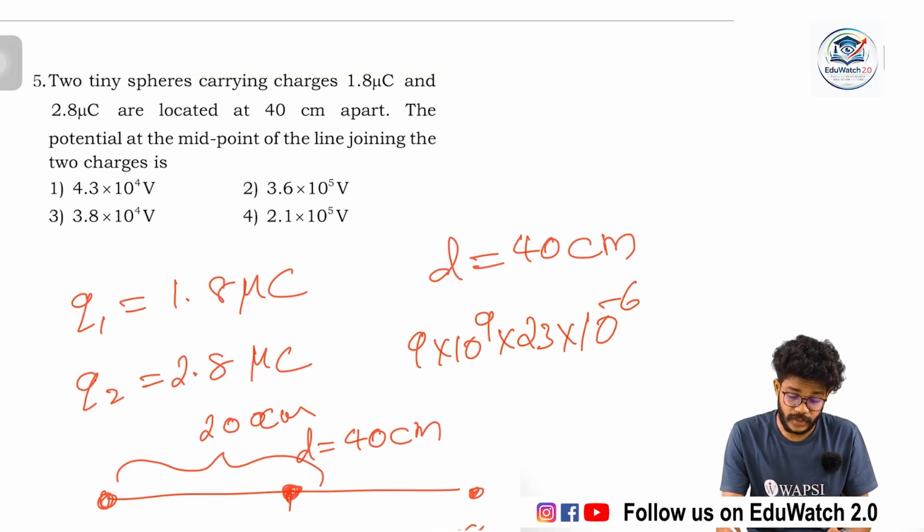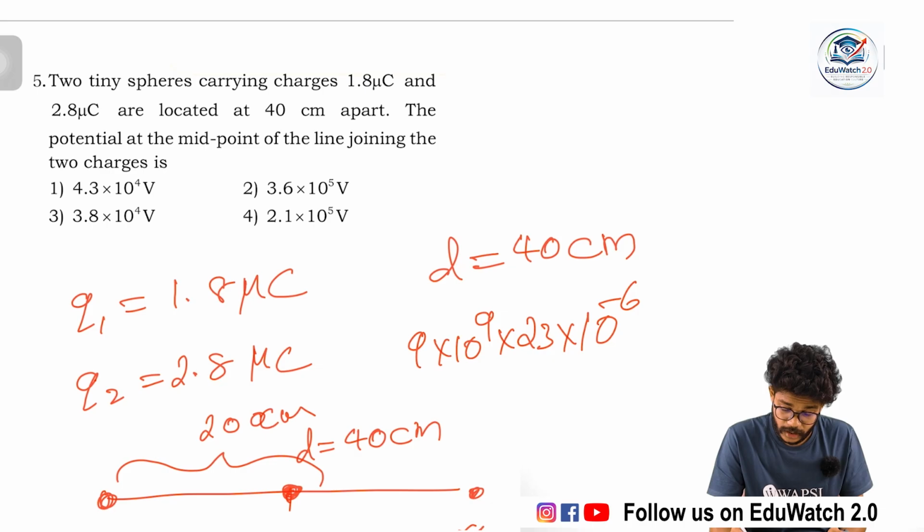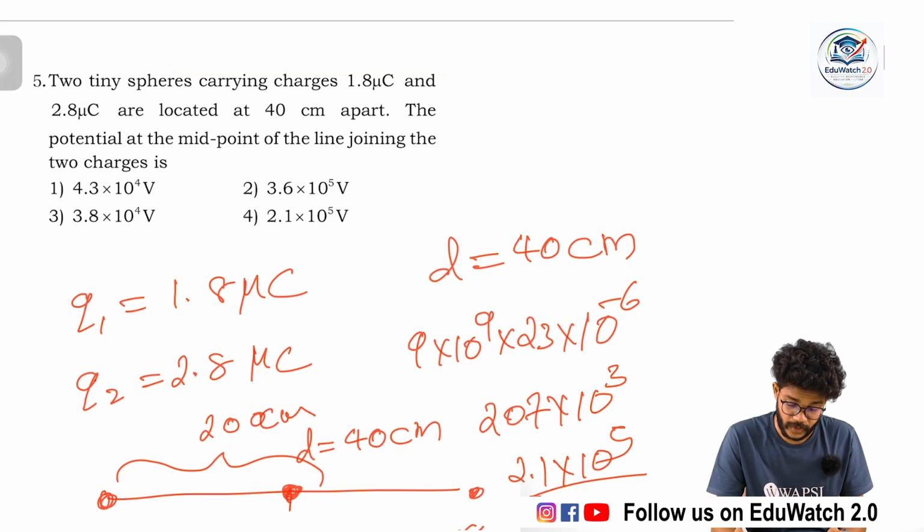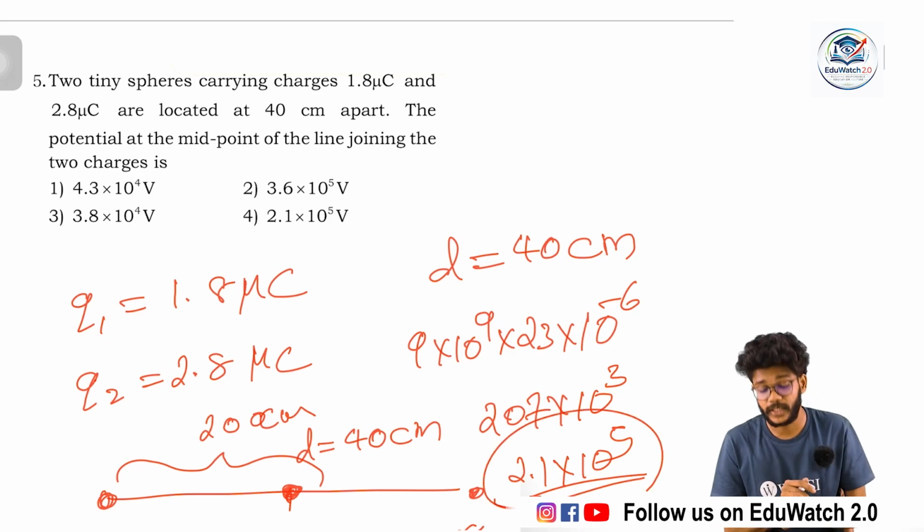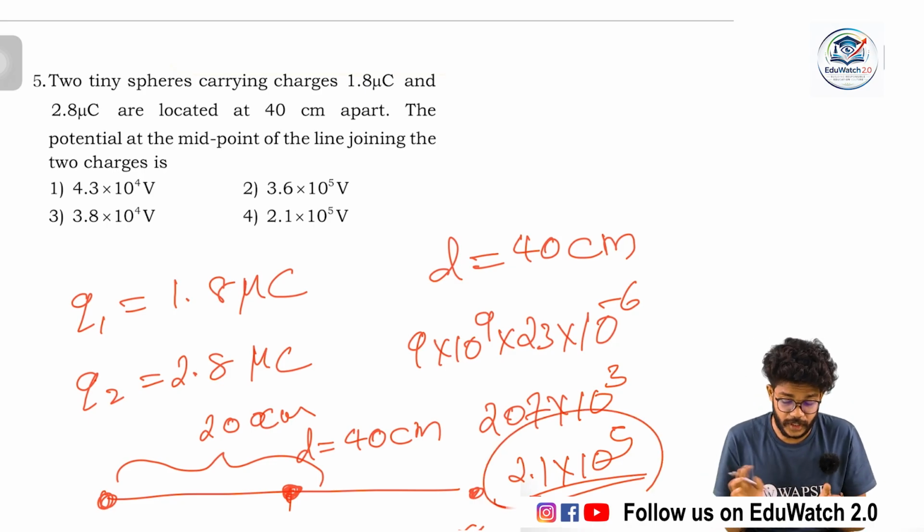So what is 9 into 23? Which is equal to 230 minus 23, which is 207 into 10 raised to 3. That means 2.1 into 10 raised to 5. Okay, approximately 2.1, or 2.07 into 10 raised to 5.